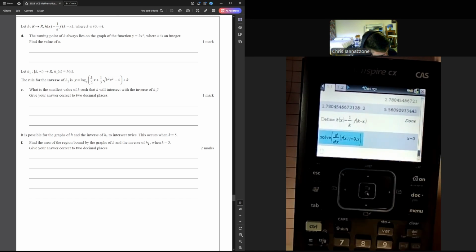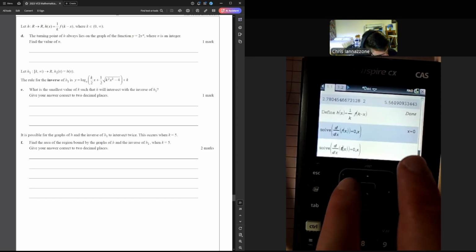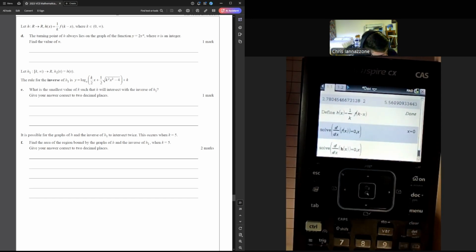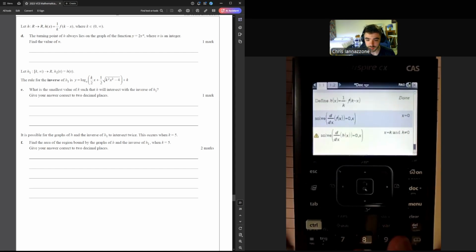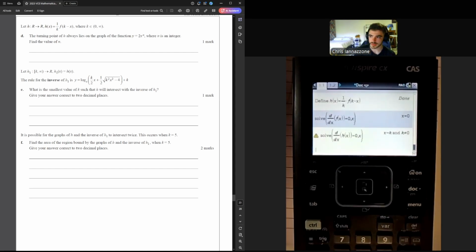Oops, I did the wrong one there. That should be h of x, not f of x. h of x is going to give us x equals k, where k does not equal 0, which is fine for us because we know it can't be 0. It's non-inclusive of 0 at that spot, or at least in its domain.